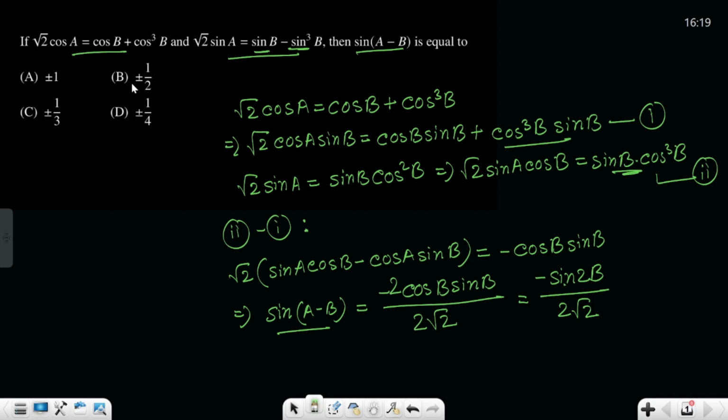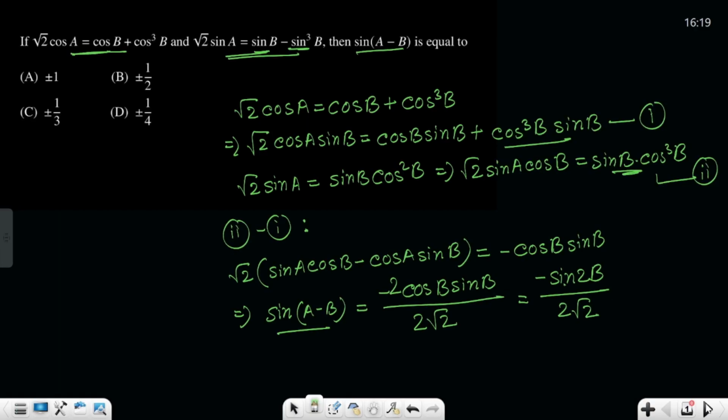So let's do it. To do that, we will write these equations on the next page. So the equations are root 2 cos a equal to cos b plus cos cube b. And the second equation is root 2 sine a equal to sine b minus sine cube b. Let me recheck one time if I have written correctly.